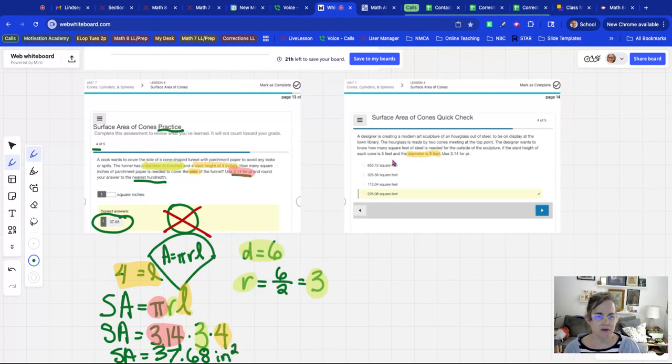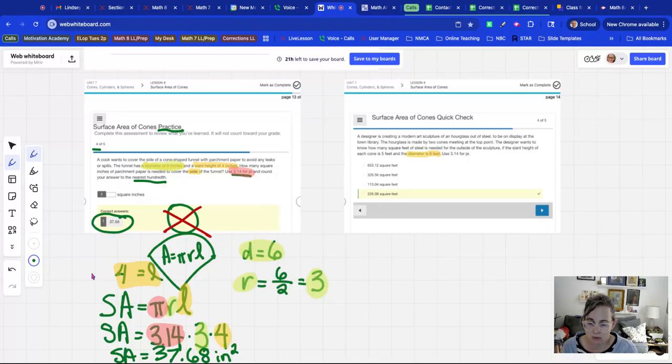Okay, let's look at this cone. A designer is creating a modern art sculpture of an hourglass out of steel to be on display at the town library. The hourglass is made by 2 cones meeting at the top point. The designer wants to know how many square feet of steel is needed for the outside of the sculpture if the slant height of each cone is 5 feet and the diameter is 8 feet.